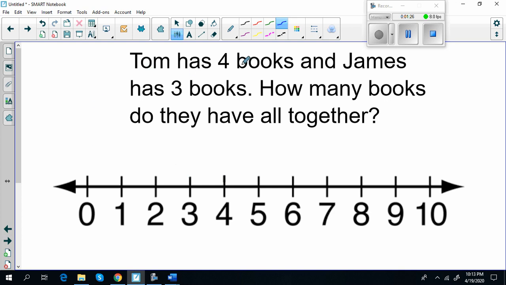Tom has 4 books and James has 3 books. How many books do they have all together? Let's find out how much is in my first part. Tom has 4 books, so I know that in one part, which is Tom's books, he has 4. So I'm going to find 4 on my number line.